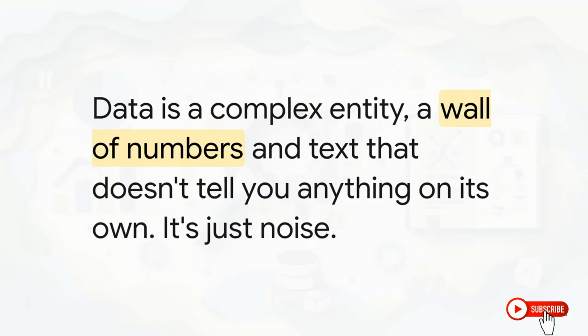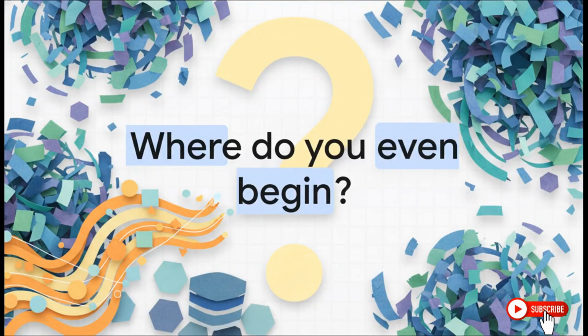Because that's really what it is, isn't it? It's this massive, complex thing, just full of numbers and text. An intimidating wall of information that, on its own, doesn't actually tell you anything. It's basically just noise. And that, right there, is the million-dollar question. You've got all this potential sitting in front of you, but faced with this sheer complexity, where do you possibly start? How do you turn all that noise into a clear signal?